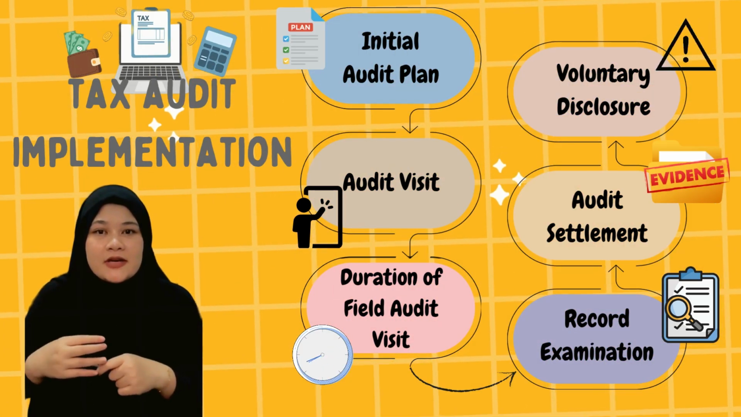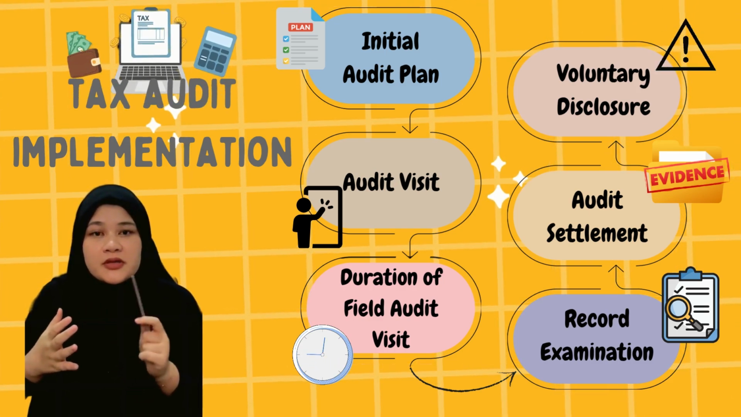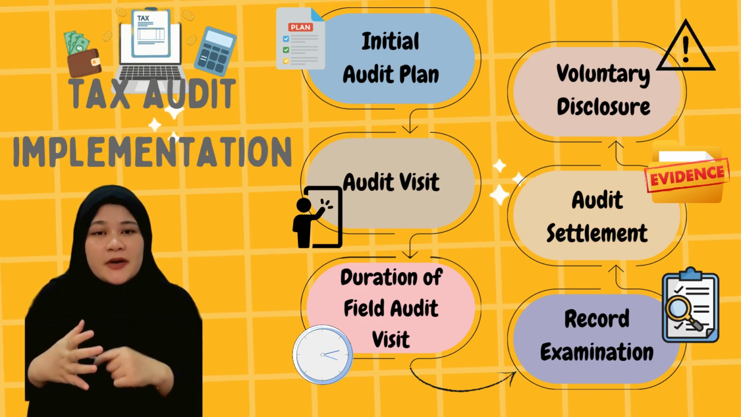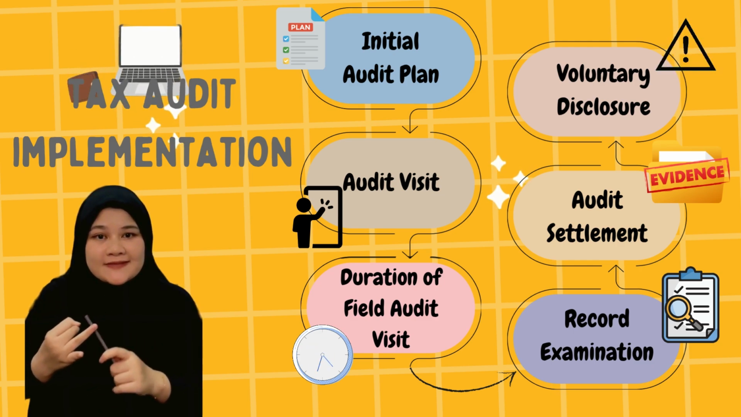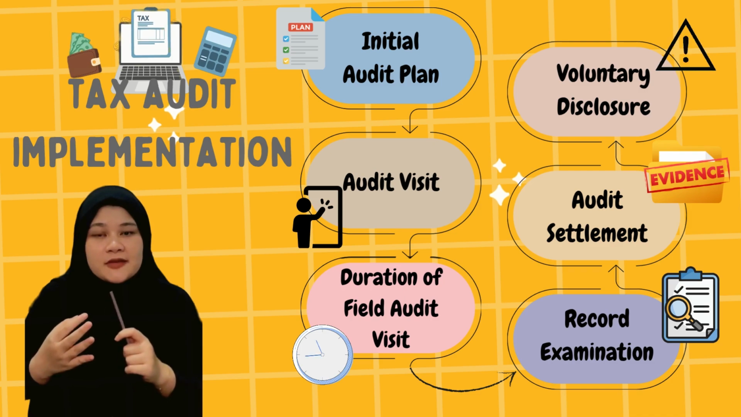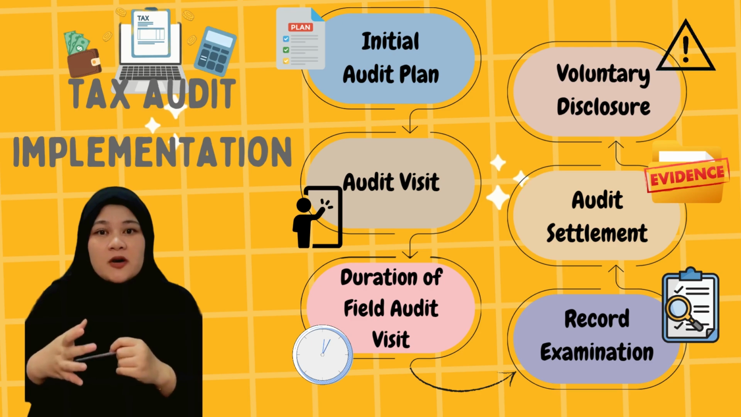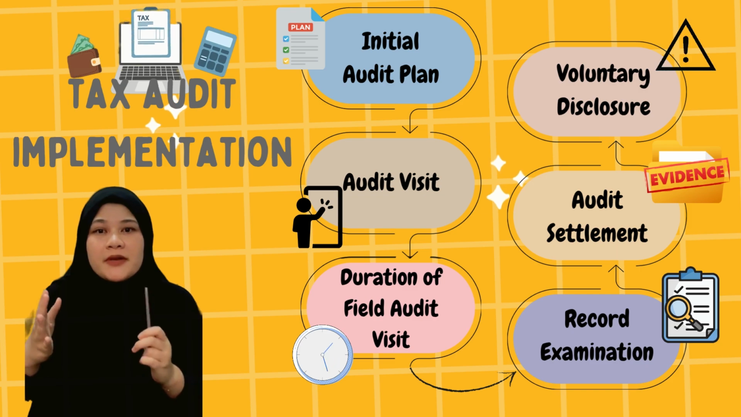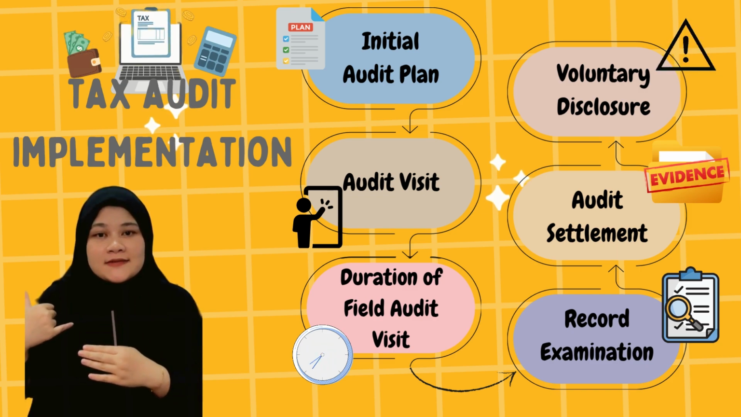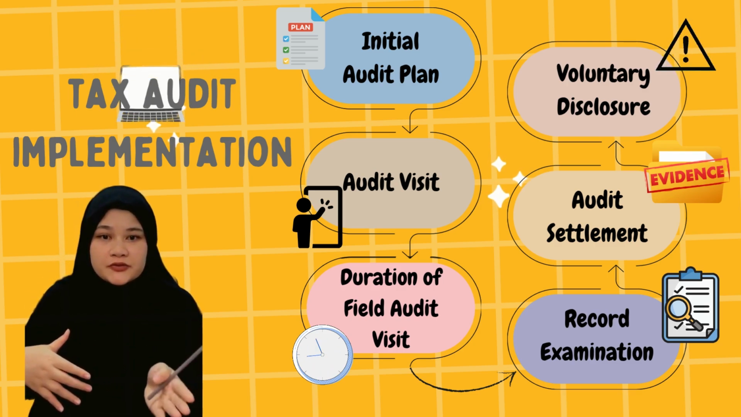Next is record examination. Record examination is critical. During the audit, officers will examine all the financial records, including accounting books, bank statements, payroll records, asset purchase documentation, and electronic data. They may make copies of the documents too. You must provide complete records for the past 7 years. Failure to do so can result in penalties up to 300,000 ringgit.